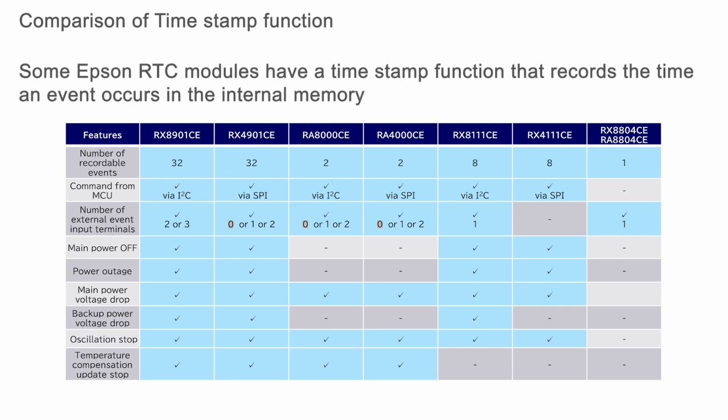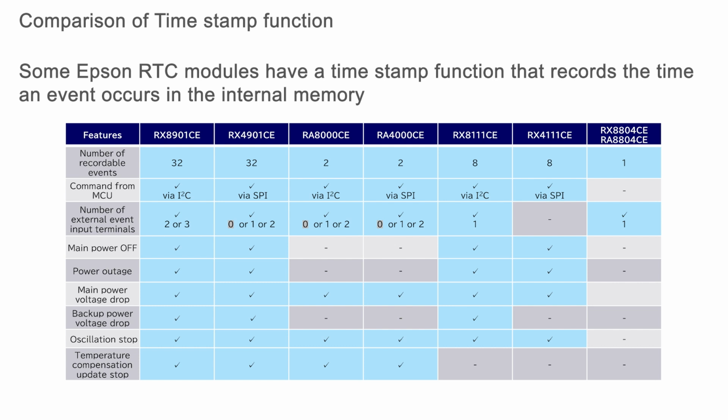Some Epson RTC modules have a timestamp function that records the time an event occurs in internal memory. The events that can be timestamped vary depending on the product. The areas shaded in light blue are events that can be timestamped.